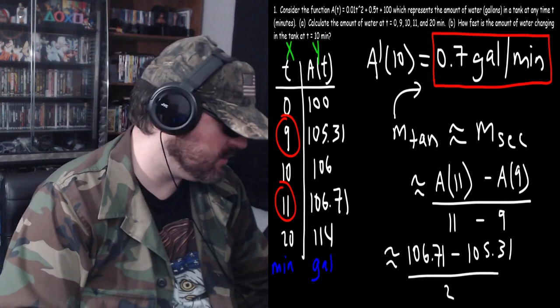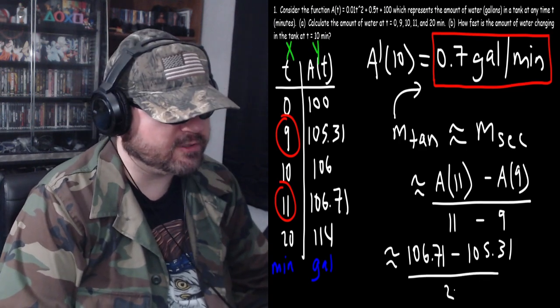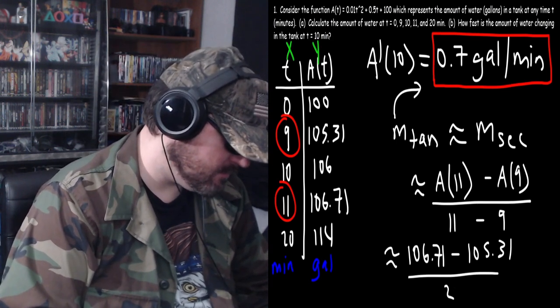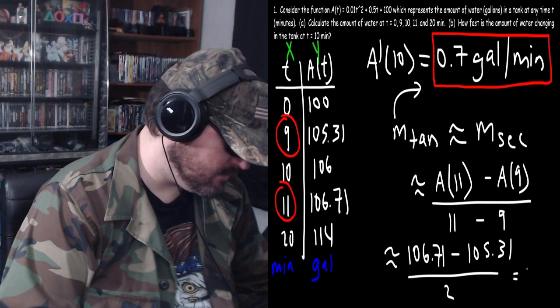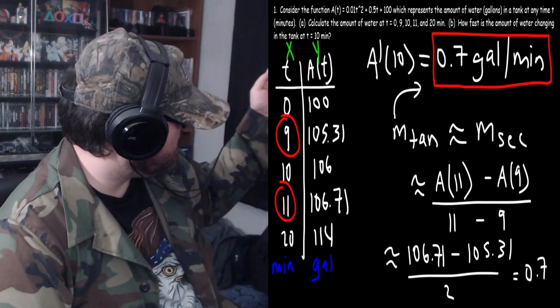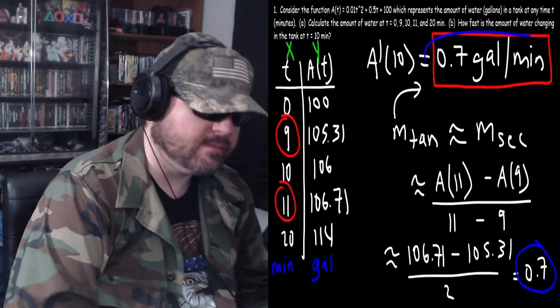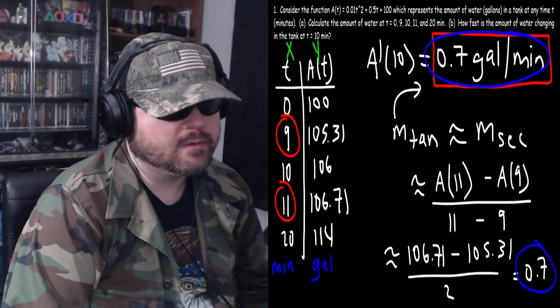So if we were to plug this into a calculator, this will give us 0.7. So in this case, the slope of the secant line is the same as the slope of the tangent line.